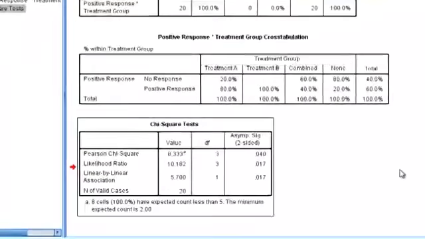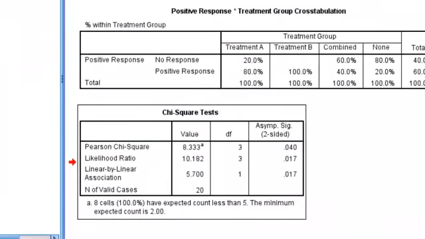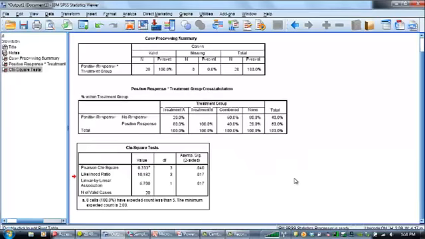In the results of the chi-square table, the significance value is 0.04, which is less than the traditional 0.05 threshold. So we can conclude that the two variables are indeed associated. Treatment and response are not independent of each other. So based on these results, we might recommend that the treatment provided in Group B should be given to all patients with this disease.